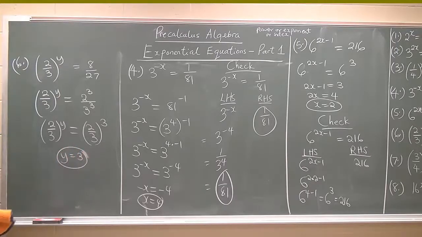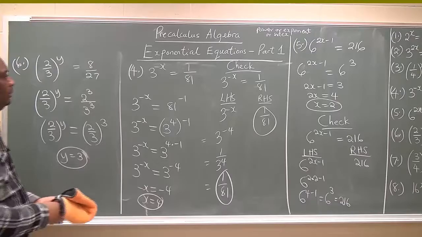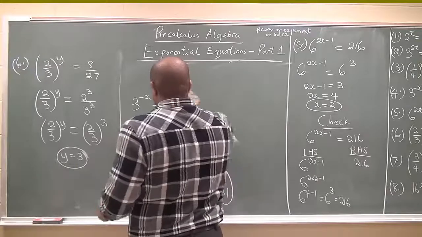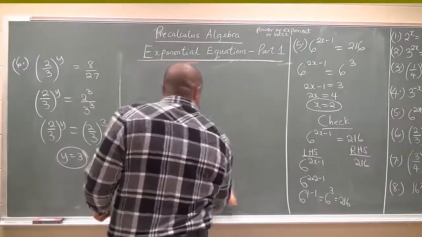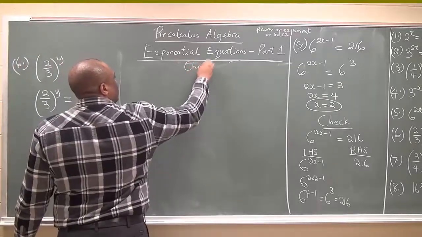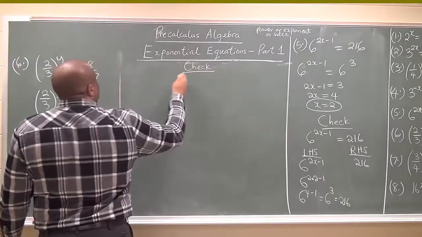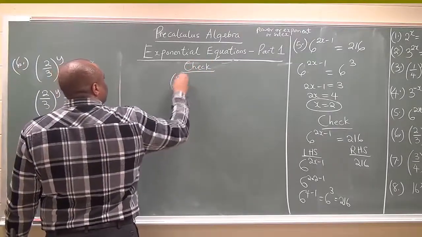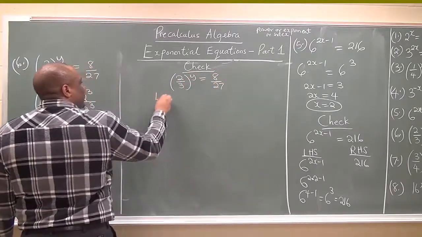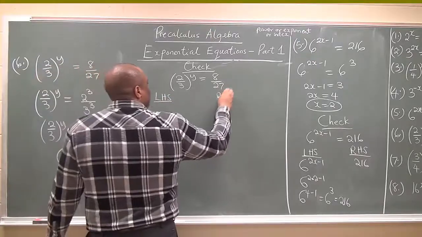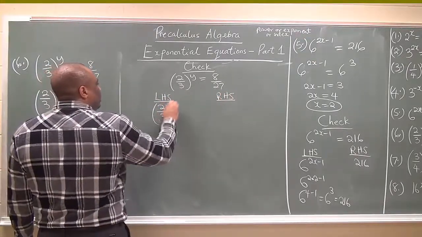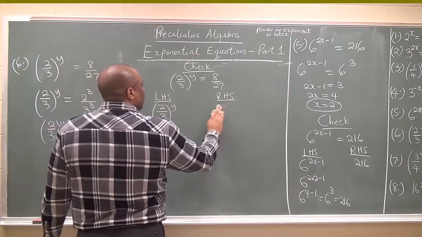All right. How do you check this? We check it the way we've been checking it. We write our check. We write the main problem. We write the left-hand side and right-hand side. Left-hand side is (2/3)^y. Right-hand side is 8/27.